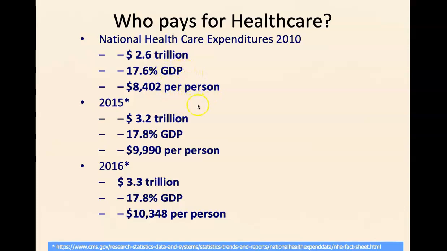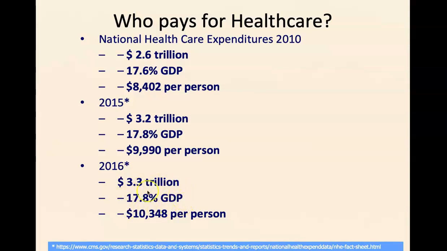5 years later, it has increased to 3.2 trillion in 2015, about 17.8% of the gross domestic product, still close to about 18%, and it has gone up to almost $10,000 per person. A year later, in 2016, it has gone up to 3.3 trillion US dollars. That's the total expenditure. It's still at 17.8% of gross domestic product.